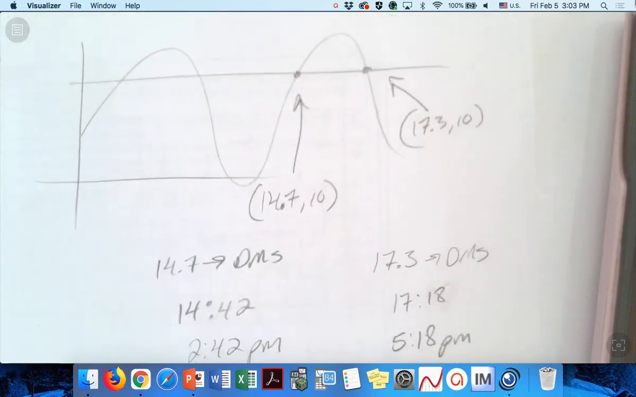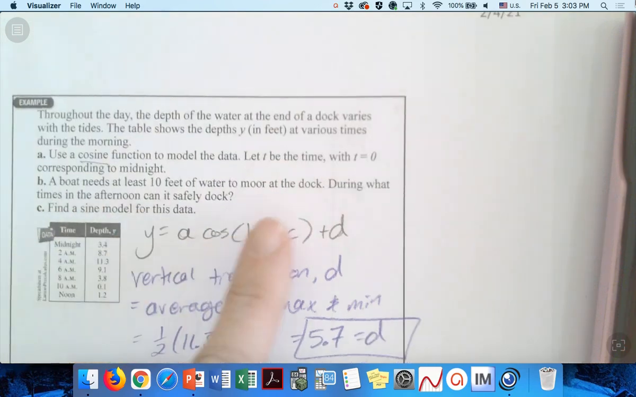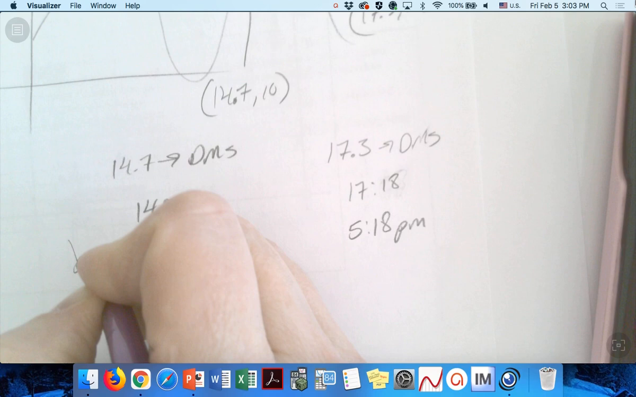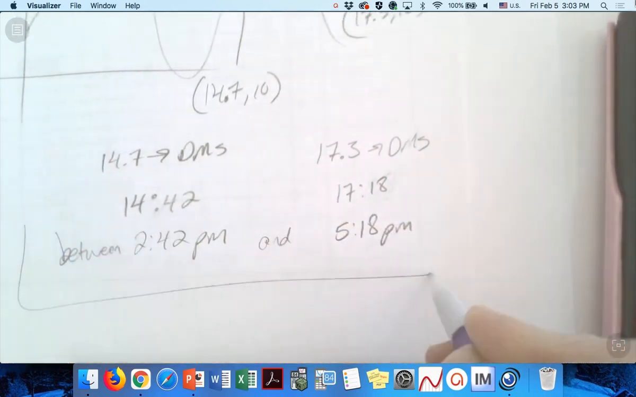So that's it for part B. I'm sure we've answered the question. During what times in the afternoon can the boat safely dock? I mean, you can say, like, between 2:42 p.m. and 5:18 p.m. is when it can safely dock.